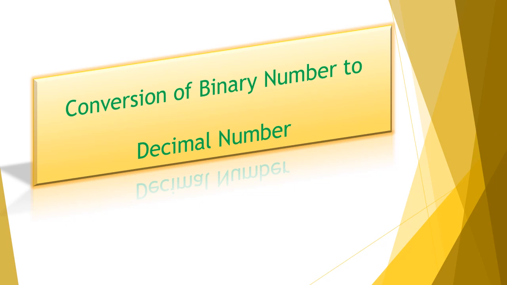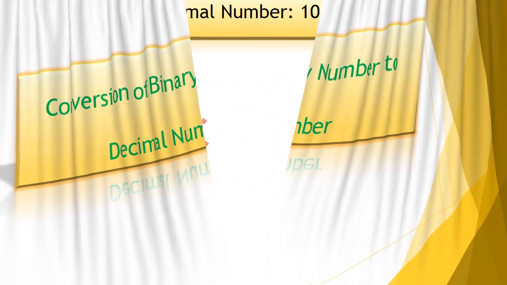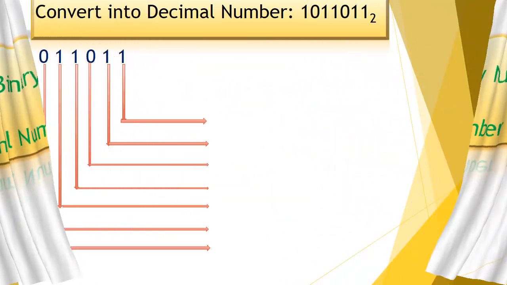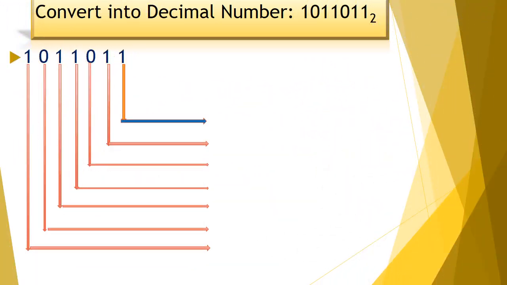Next, we learn how to convert a binary number into a decimal number. Here in the given question, we need to convert the given binary number 1011011 to its equivalent decimal number.